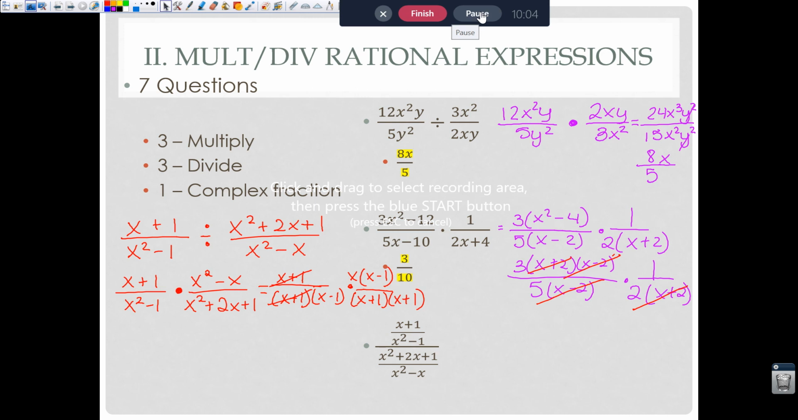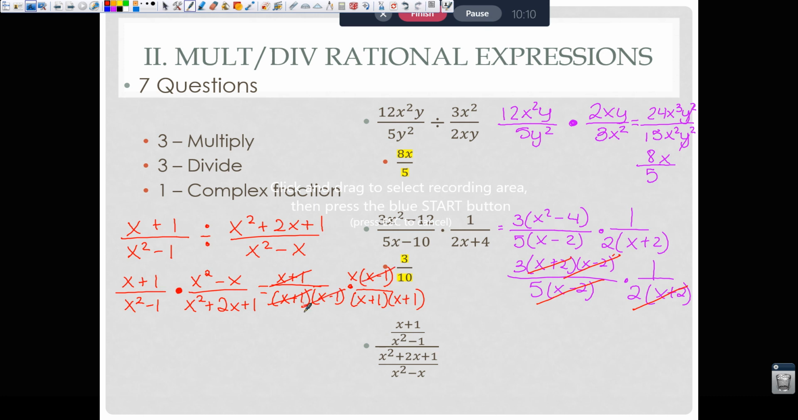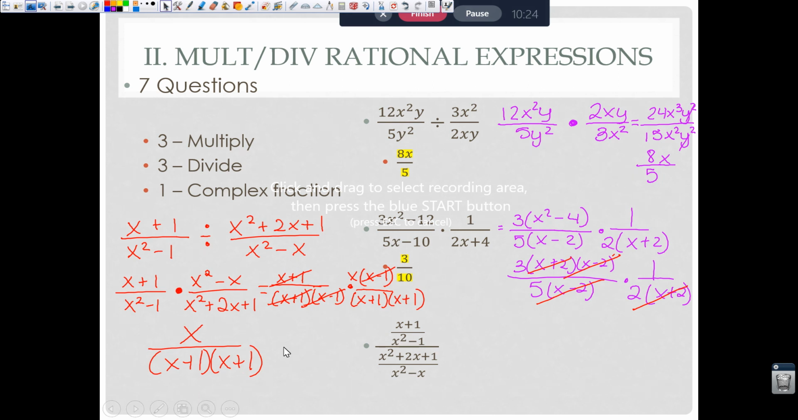So I cancel out my x plus 1 and my x plus 1. So I have an x minus 1. I can cancel that out. So I am left with x over x plus 1 and x plus 1. Okay, whenever we have two of the same things, what is it? Yes, it becomes squared. So our answer is x over x plus 1 squared.